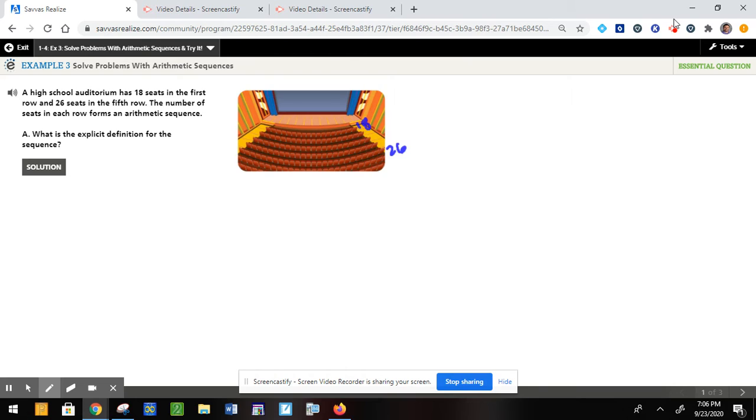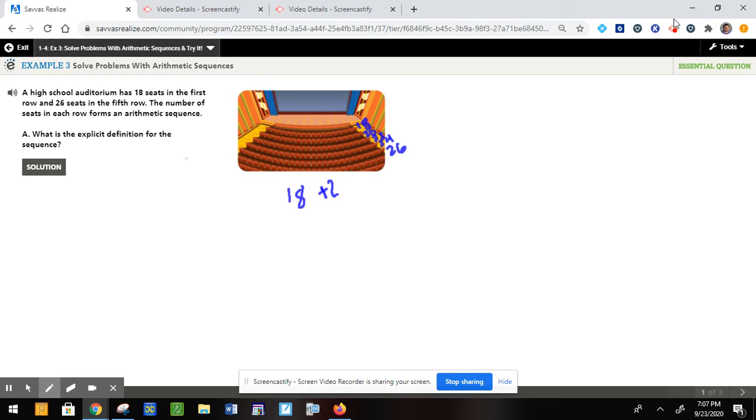So in order for that to work, then the second row would have to have 20, the third row would have to have 22, and the fourth row would have to have 24. Okay, so essentially what's happening is each row, they are adding 2 seats, right? As it gets wider, as it goes further back from the stage, there's 2 seats extra per row compared to the one before it. So that means the common difference is 2. All right, the first term is 18.